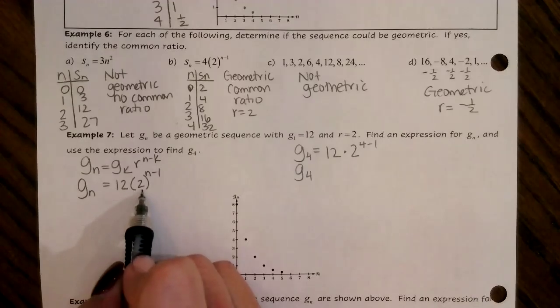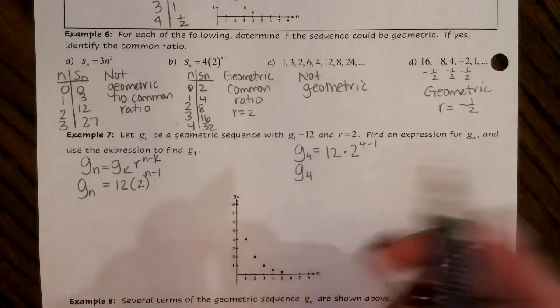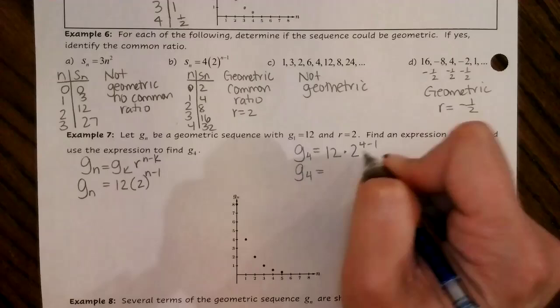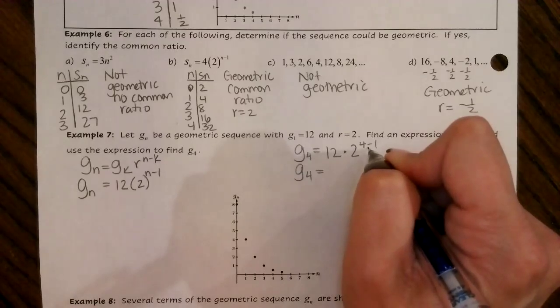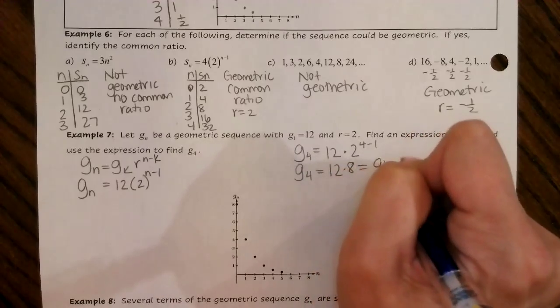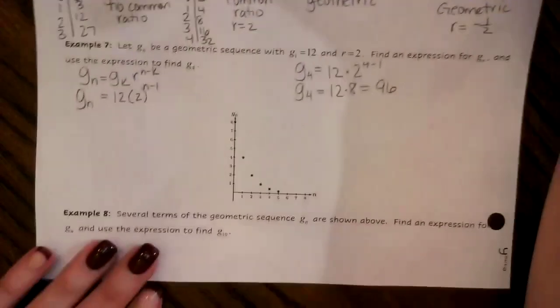So this stayed, my ratio was 2. The n value was the 4, because that's what I'm looking for. Now all I have to do is multiply this out. So this would be 2 to the third power, which is 8. So we get 12 times 8, which is 96. All right, we're going to look at a graph of that as well.